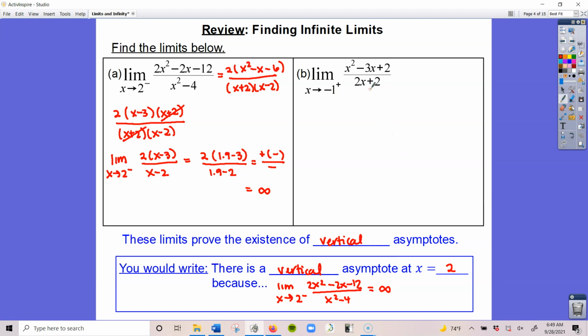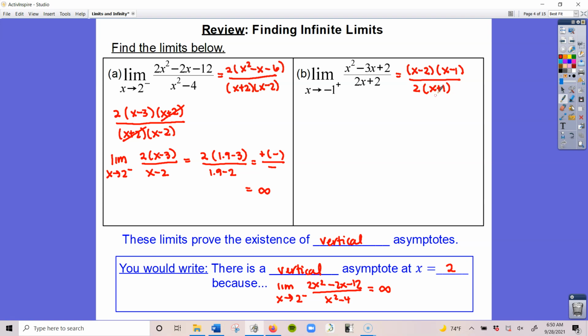Let's try that again with this one here. We have the limit as x is approaching negative 1 from the right. So we want to factor this entire function because if I plug in negative 1, I would have 0 in the denominator. So if I factor the numerator, x squared minus 3x plus 2 can be factored as x minus 2, x minus 1 over 2 times x plus 1. Now nothing canceled here. So we're going to have to just plug in the negative 1 from the right.